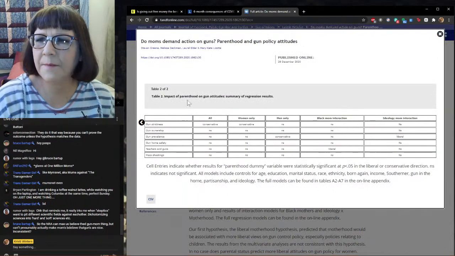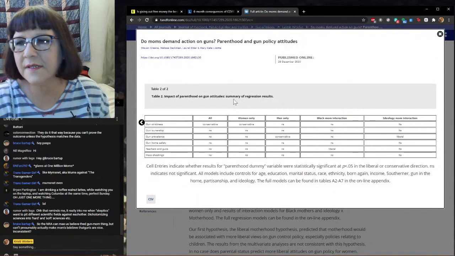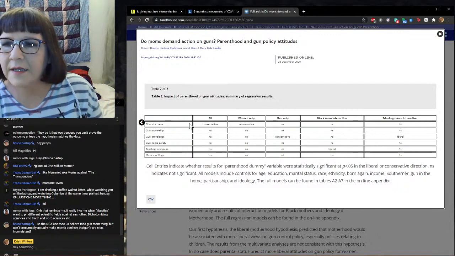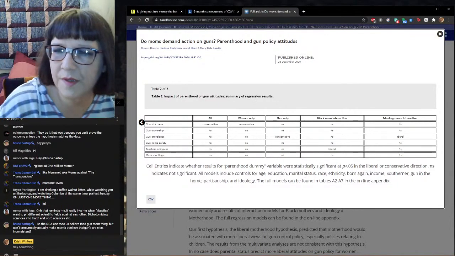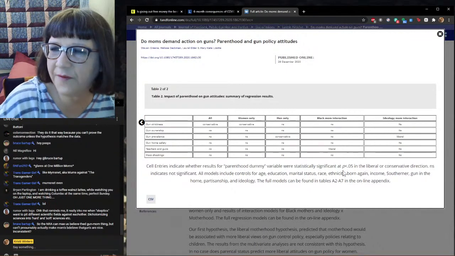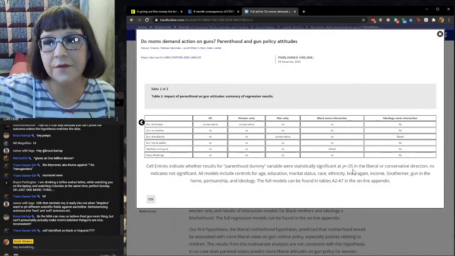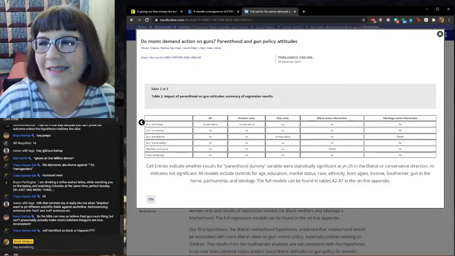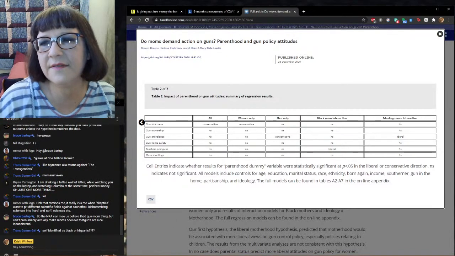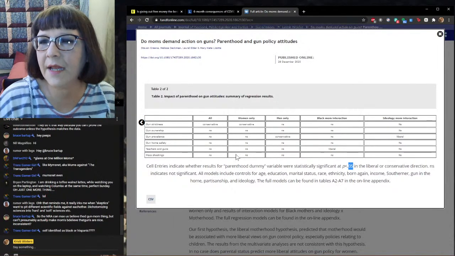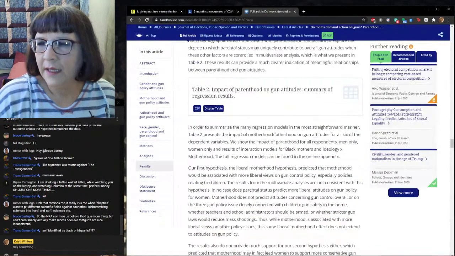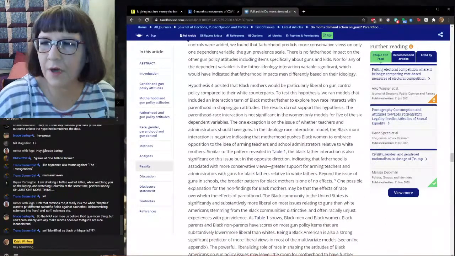So this is the impact of parenthood on gun attitudes, a summary of regression results. And cell entries indicate whether results for parenthood dummy were statistically significant at the p less than 0.05 level, which is the most permissive amount of error in your results or data that you're allowed in the social sciences generally. Some studies I've seen people present on 0.10, but anyway, you can see here they've got the table filled out.